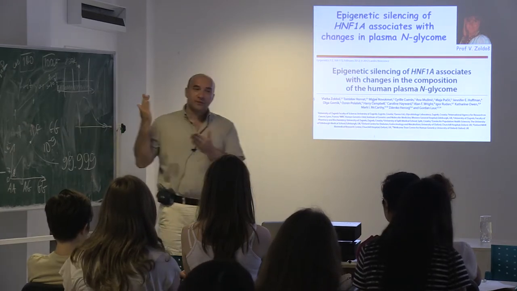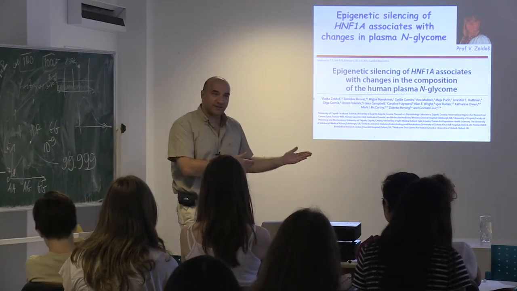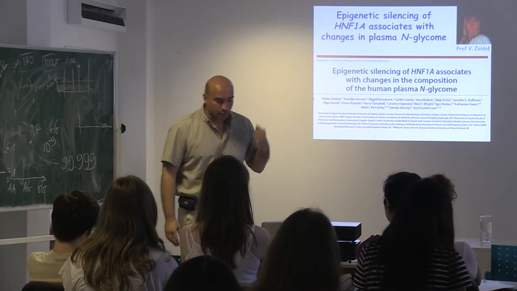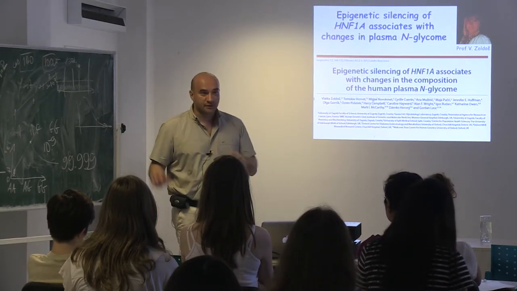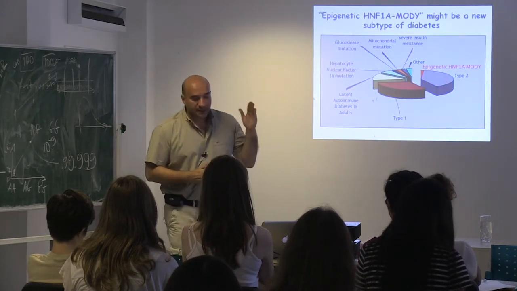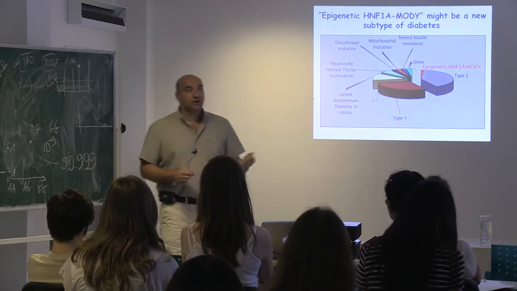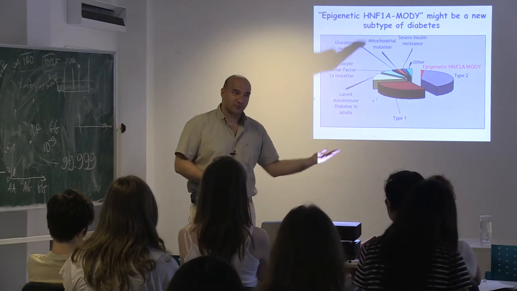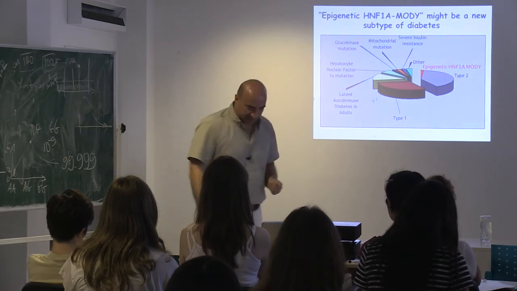But even if we were looking at the plasma DNA and proteins really produced in liver, we were still able to see statistically significant associations. So we could claim that epigenetic regulation of HNF1-alpha is also important for plasma protein glycosylation. And now we also speculate that part of the people who have type 2 diabetes actually have something we call epigenetic MODY. So we have HNF1-alpha not malfunctional because of mutation, but it has a malfunction because of epigenetic silencing.